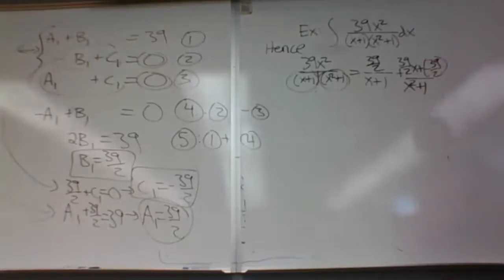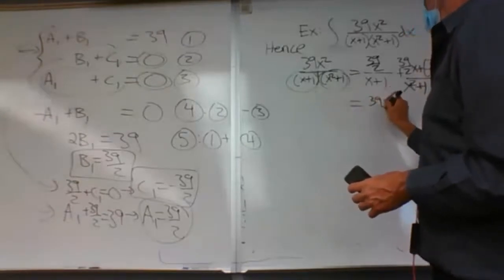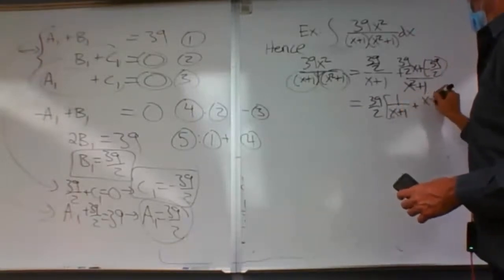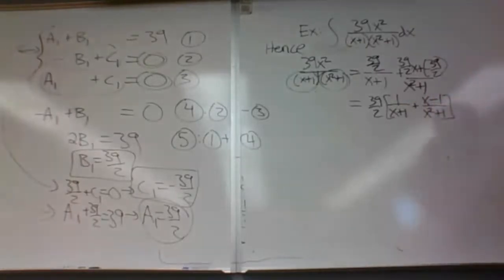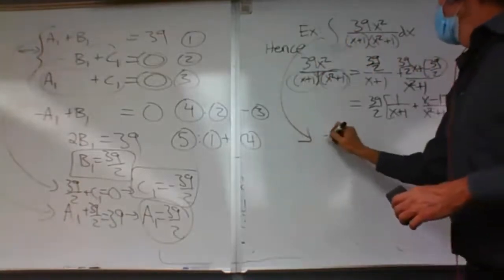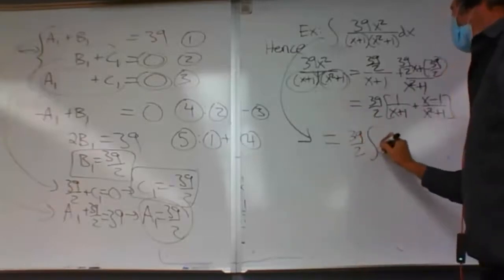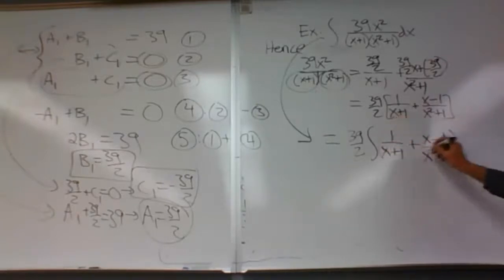There it is. Which means my original integral, well, let's write it even easier here, 39 halves times 1 over x plus 1 plus x minus 1 over x squared plus 1. I'll factor out that 39 halves just for simplification purposes. And now my original integral becomes the integral of this. I can pull the 39 halves out and integrate 1 over x plus 1 plus x minus 1 over x squared plus 1 with respect to x.